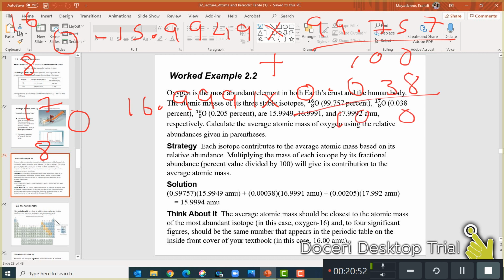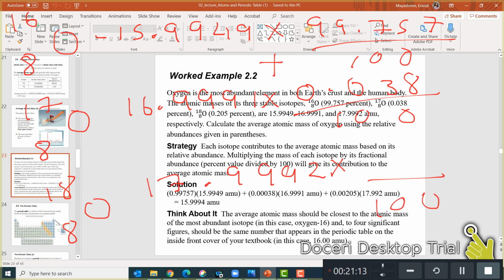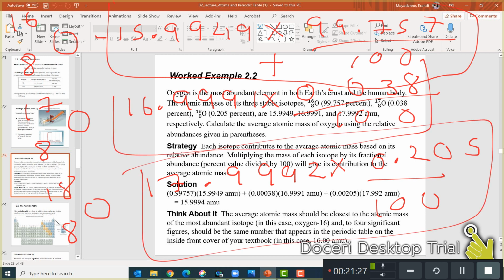And then you take the next one, oxygen-18, where I'm getting the mass, which is 17.9992, multiplied by 0.205 divided by 100. So I have these three terms now. Then I multiply each mass by its percentage, and I add these three. That's how I get the atomic mass. You have it here too, so you can see that.